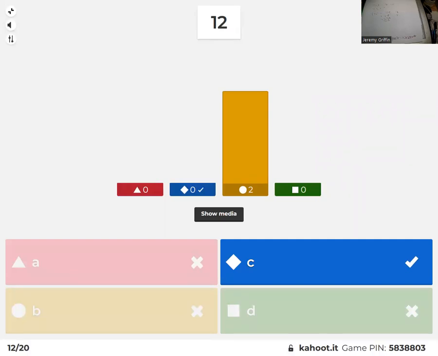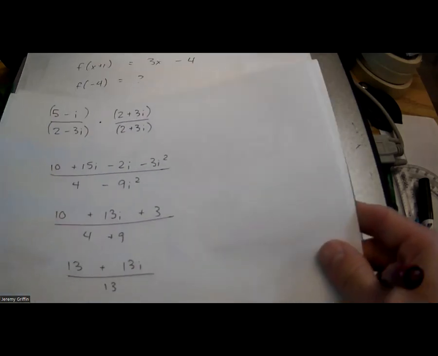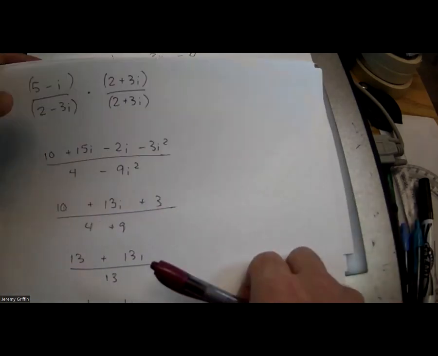Yeah, the answer was C. I bet a couple of guys got that right, but just forgot that I swapped B and C on this just to match the SAT format. But we'll show you guys why. Let's do a review of i.